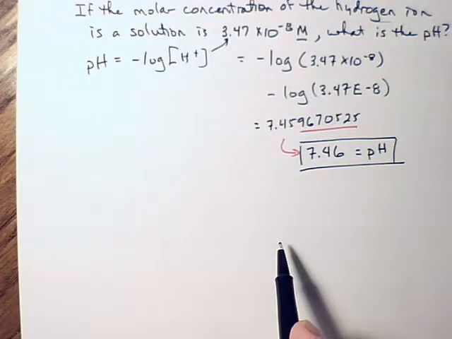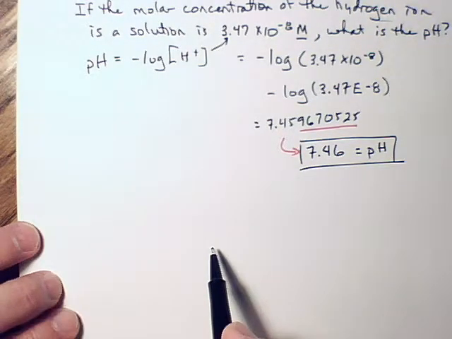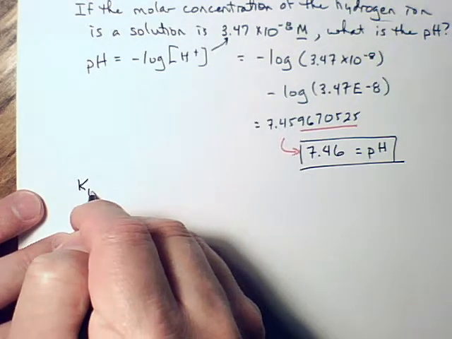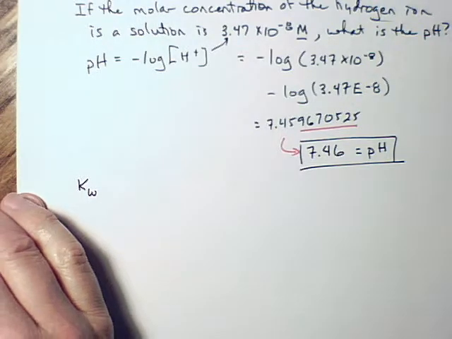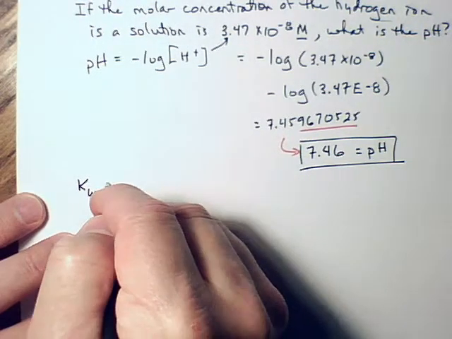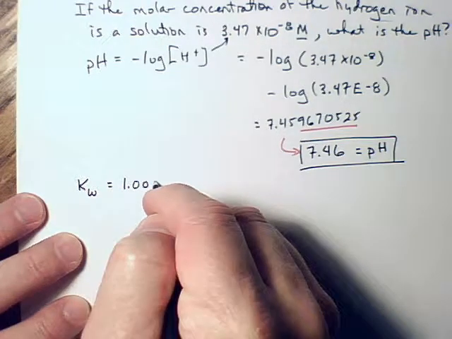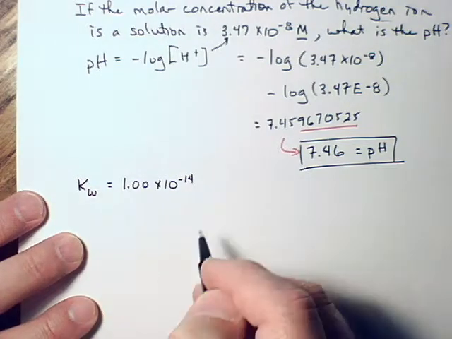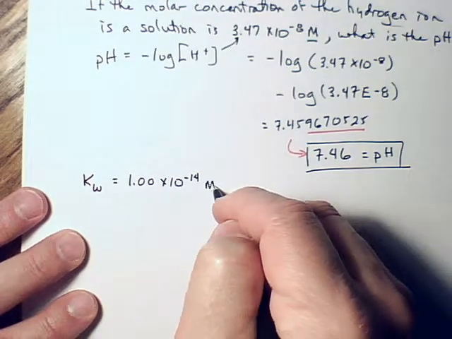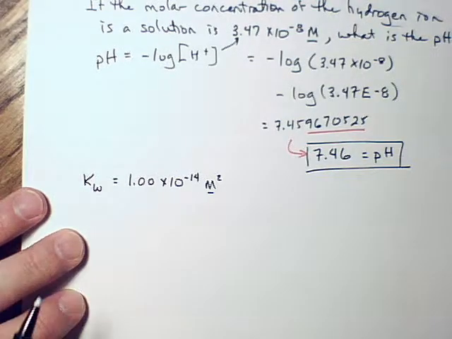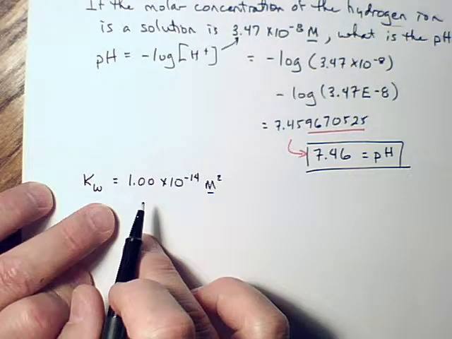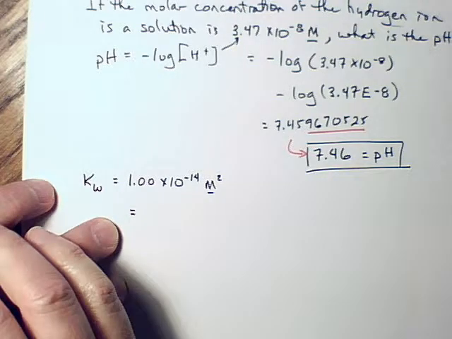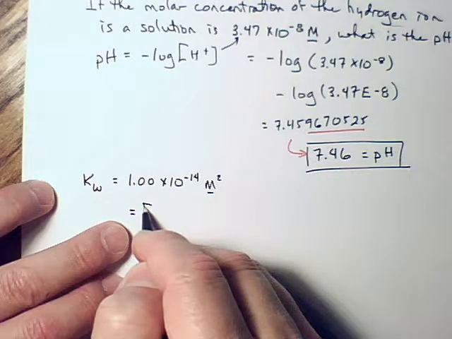Turns out there's something called the auto-ionization constant for water. The auto-ionization constant for water is 1 times 10 to the negative 14. Okay. Molar squared. The auto-ionization constant is equal to the hydronium ion concentration times the hydroxide ion concentration.